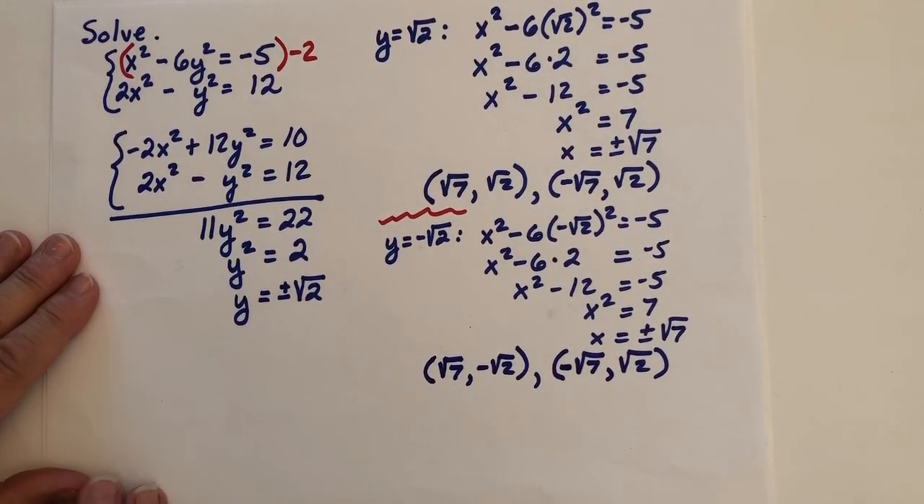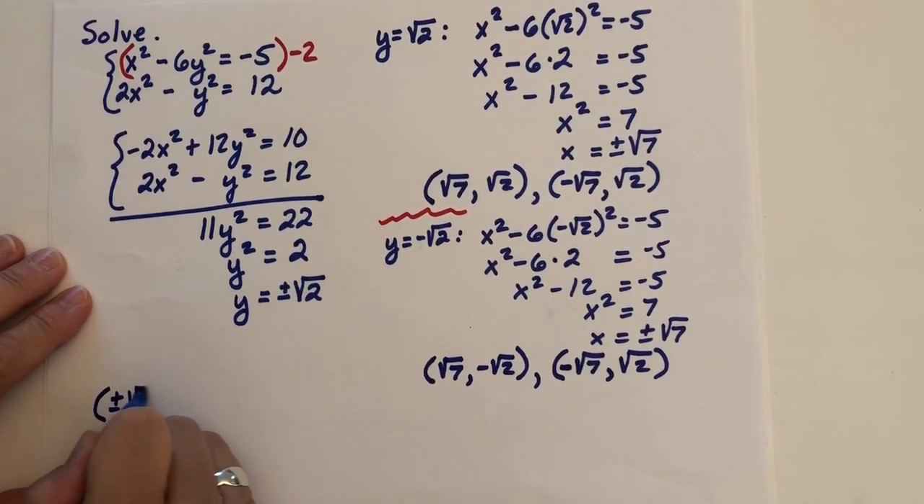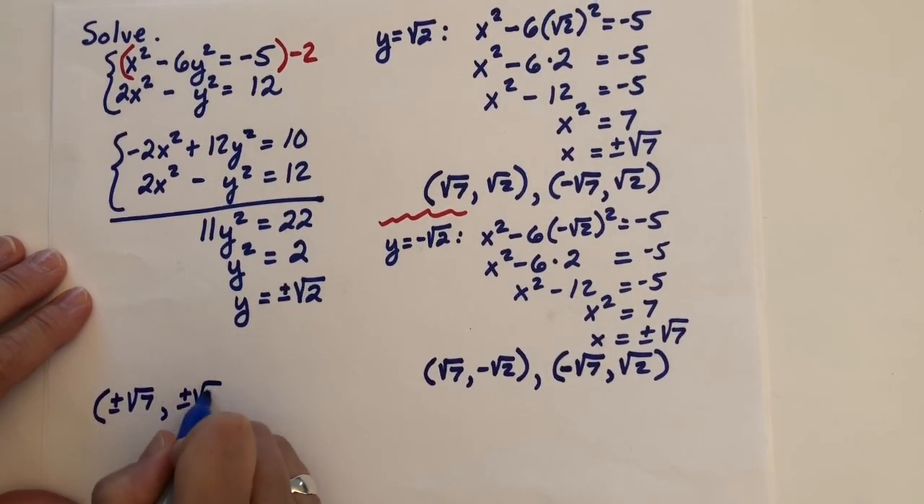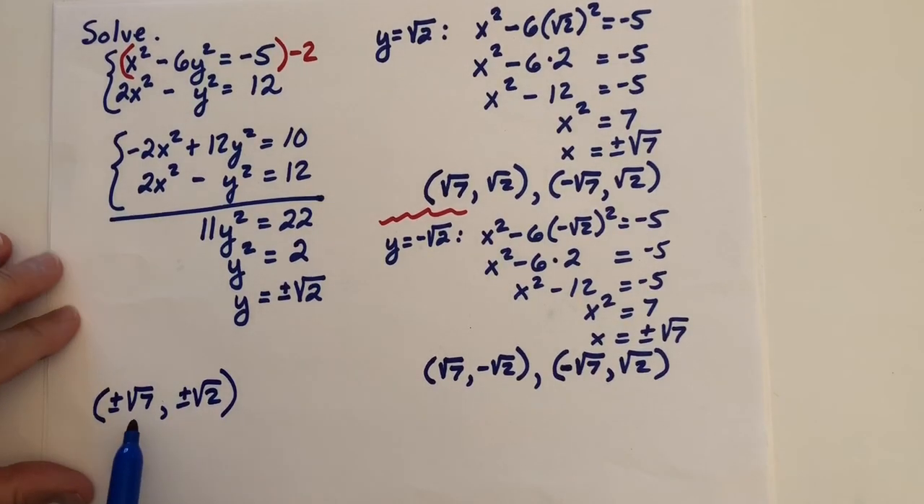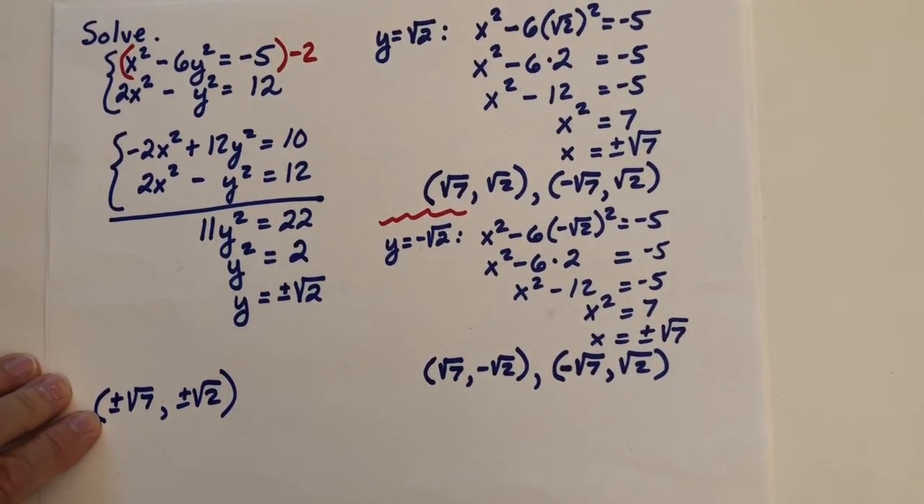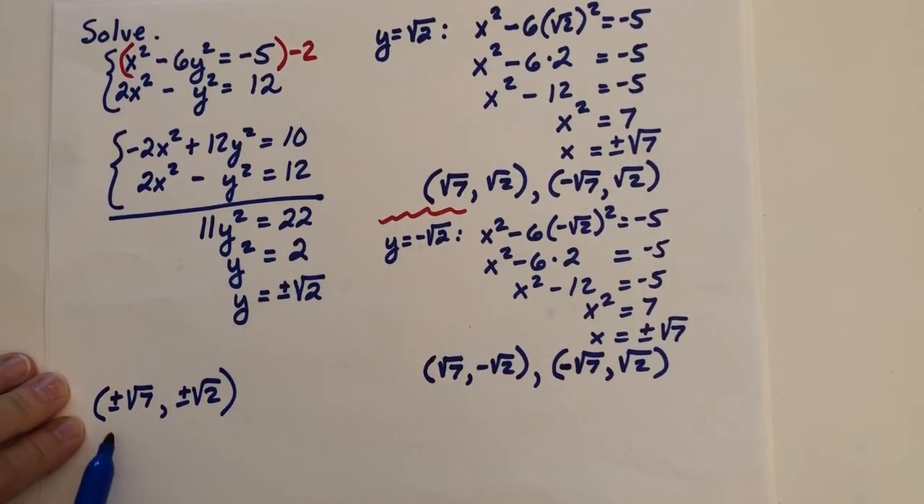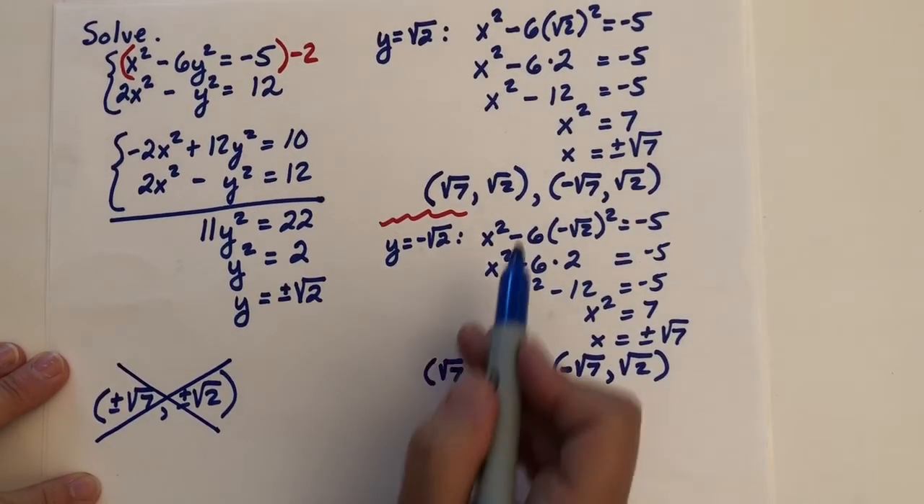Let me caution you about this. Sometimes I see people write solutions that look like this, plus or minus the square root of 7 and plus or minus the square root of 2. I would recommend not doing that because this is very ambiguous. It's not clear to somebody reading it whether the positive square root of 7 only goes with the positive square root of 2, or is it all possible combinations of this expression and this expression. So I would not do that. I would list them as I did here.